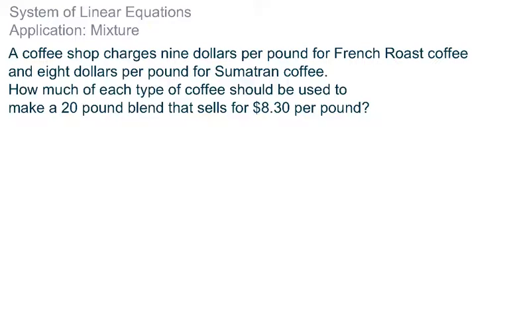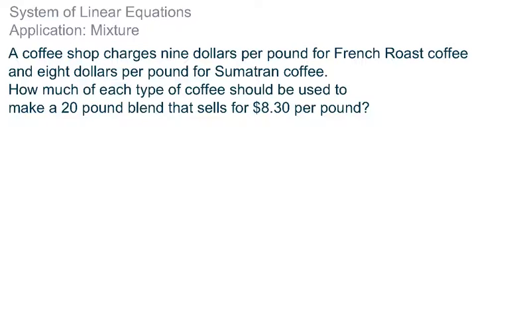In this video, we're going to look at another application of linear equations, and we're going to do specifically a mixture problem. In this problem, we have a coffee shop, which is charging $9 per pound for French roast coffee, and then $8 per pound for Sumatran coffee. How much of each type of coffee should be used if we wish to make a 20-pound blend that sells for a cost of $8.30 per pound?